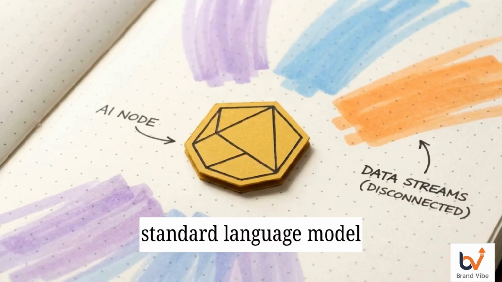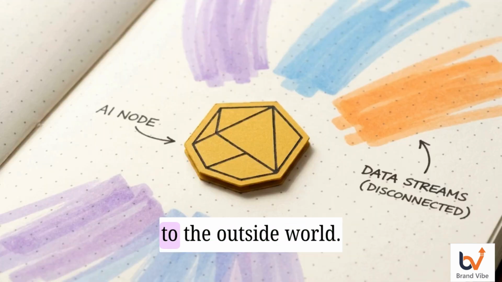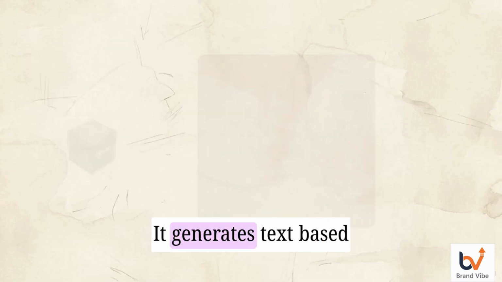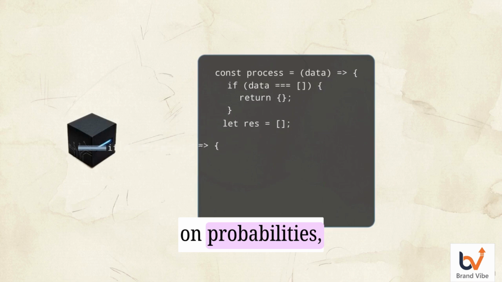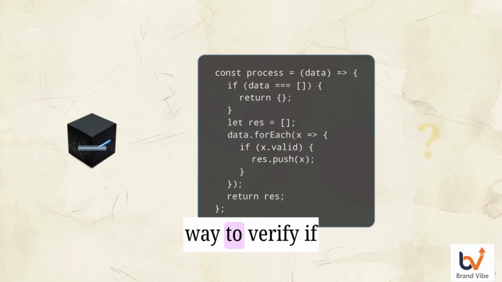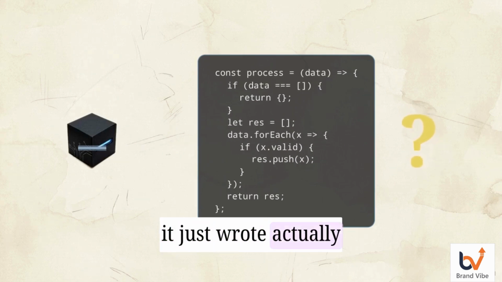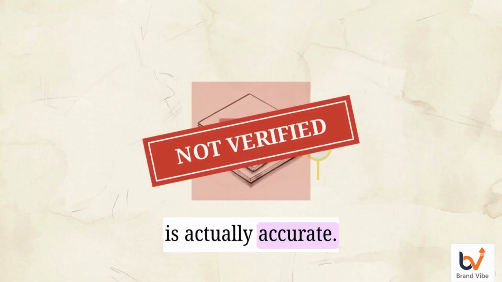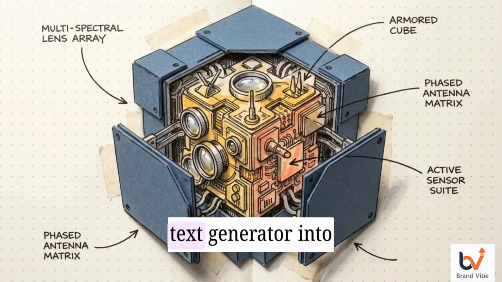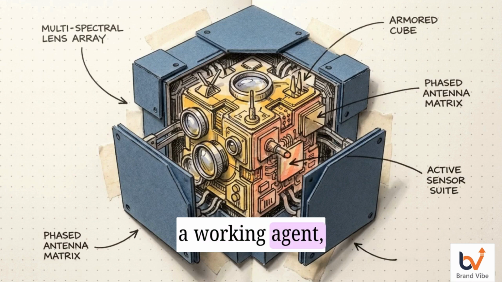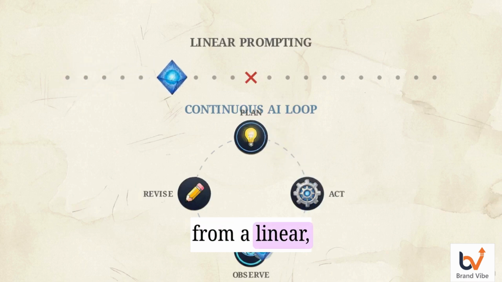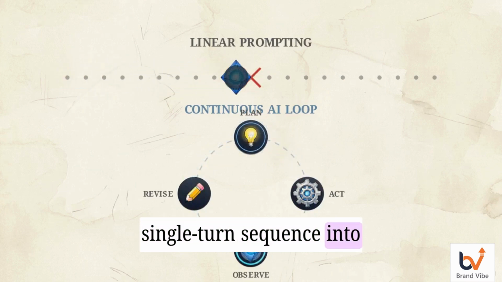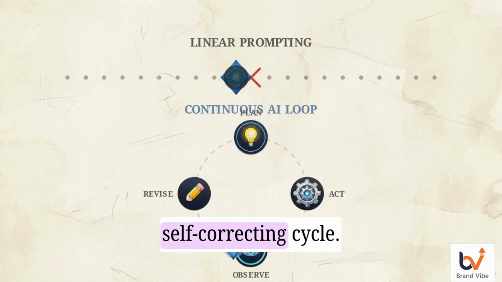A standard language model is completely blind to the outside world. It generates text based on probabilities, but it has no inherent way to verify if the code it just wrote actually compiles, or if the research it summarized is actually accurate. To turn that passive text generator into a working agent, its architecture has to change. It must move from a linear, single-turn sequence into a continuous, self-correcting cycle.